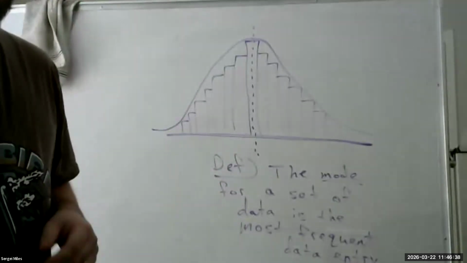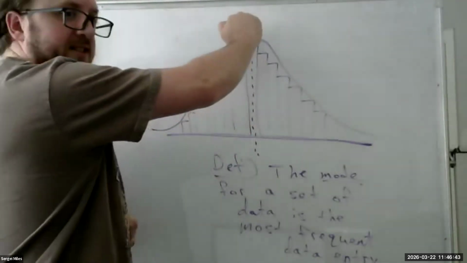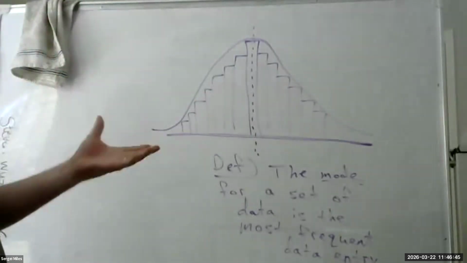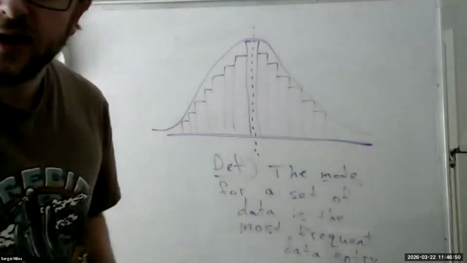But again, this definition is also in the textbook. So the mode is whatever has the highest frequency, okay? Now, it is possible for some sample set of data to have more than one mode.